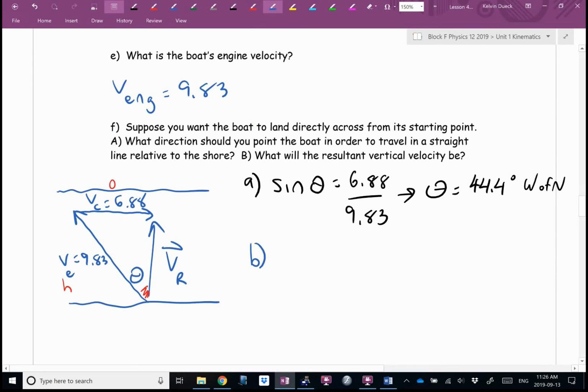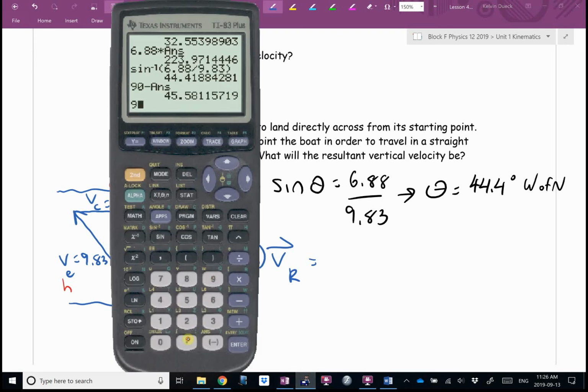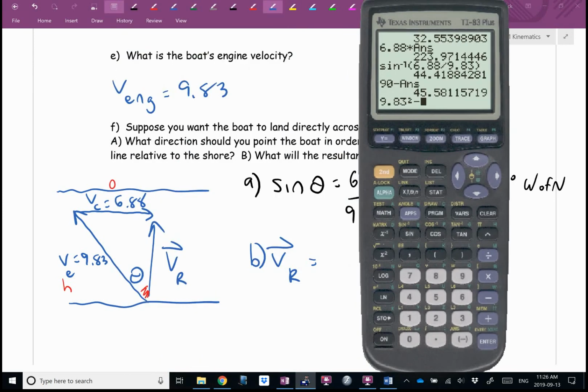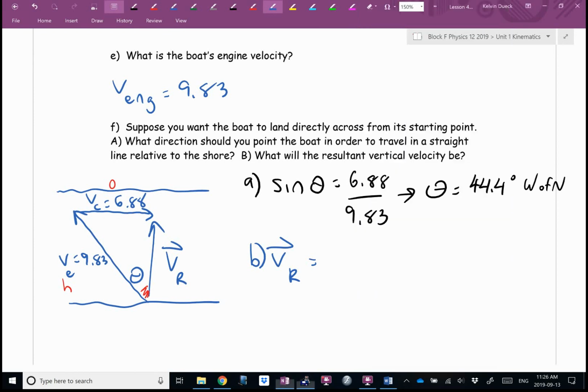B, the magnitude of the resultant. I'm just going to do the Pythagoras, I think. So it's going to be 9.83 squared minus 6.88 squared. Oh, squared, Mr. Dueck. Square root of that, 7.02? Okay, I was going to say 0.1. Almost exactly 7 meters per second. I didn't ask this, but as a follow-up, I could now say, hey, how long will it take to go across the river now? And it would be that vertical distance divided by this velocity. Take a little longer, but you're not going to be having to walk back.